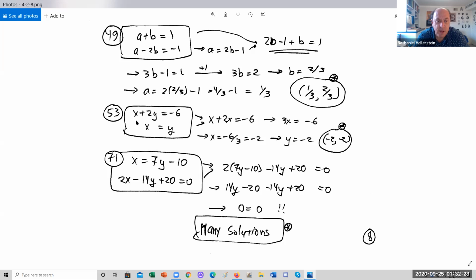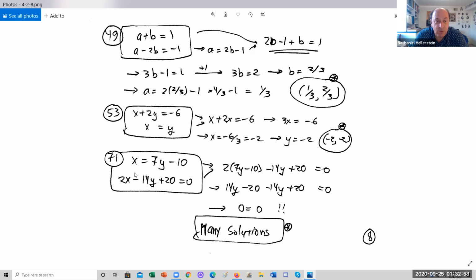Here, 53. x plus 2y is -6 and x equals y. Well, that's a pretty easy one. Wherever there is a y, we replace it by x. So the first equation becomes x plus twice x equals -6. The left side simplifies to 3x. That equals -6. Divide by 3. x equals -6 over 3, which is -2. And y is the same, -2. The solution is -2 by -2.